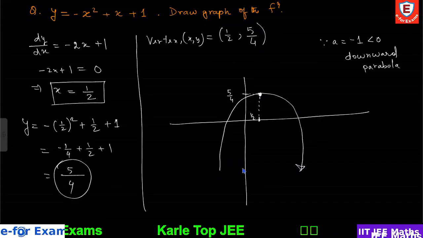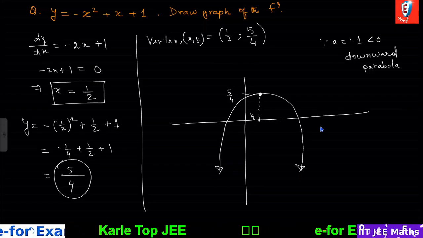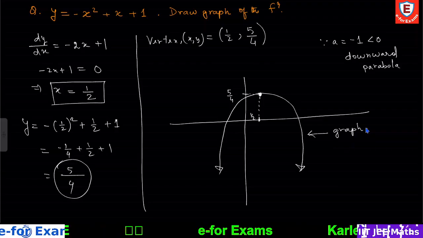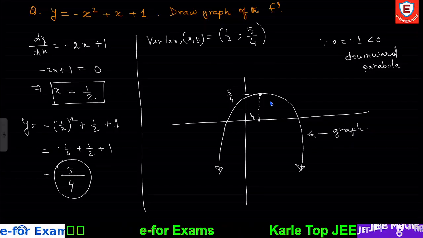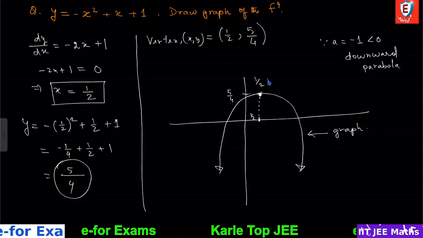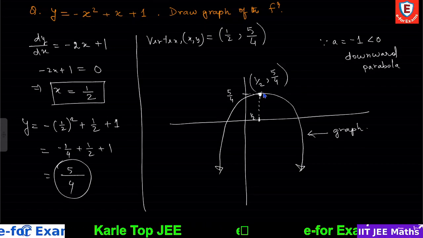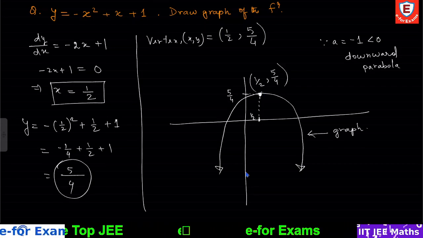This is the required graph. And here is the vertex. The vertex is half comma 5 by 4. This is the vertex. Got it?